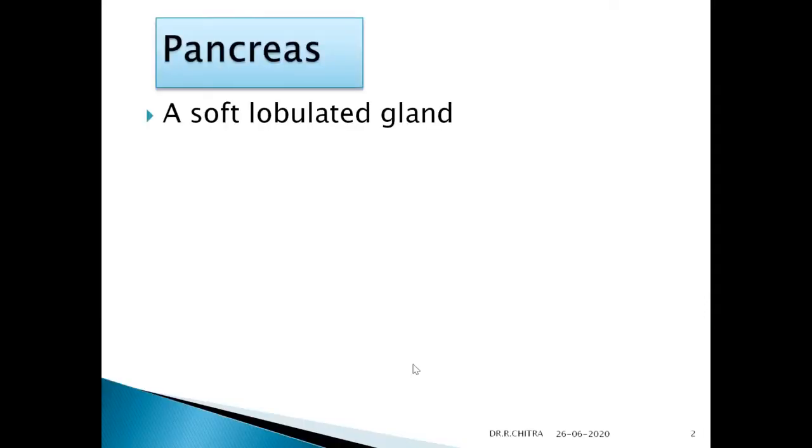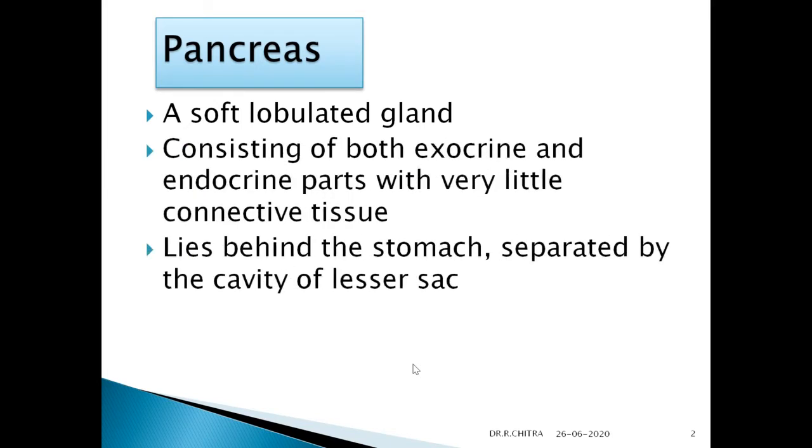It's a soft lobulated gland with very little connective tissue, consisting of both an exocrine and endocrine part. Situation: it lies behind the stomach, in the stomach bed we have learned, separated by the cavity of the lesser sac.